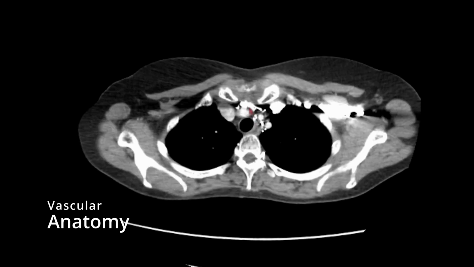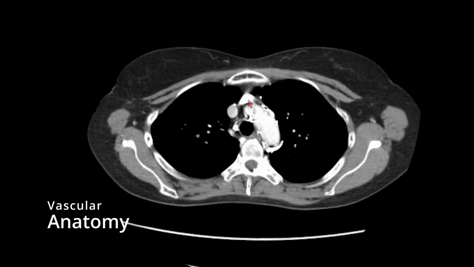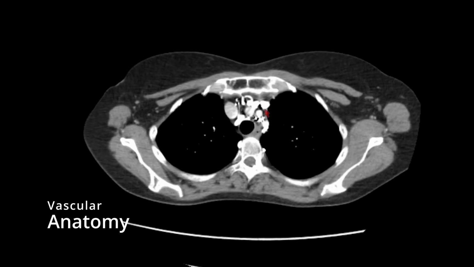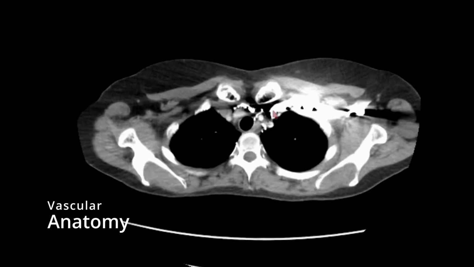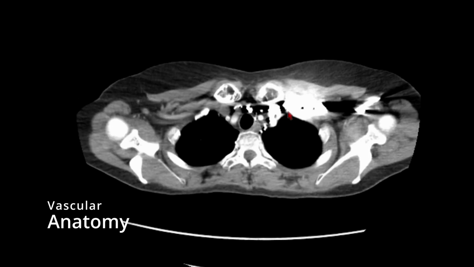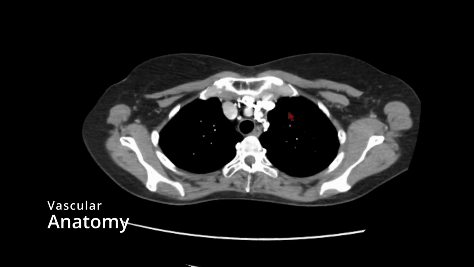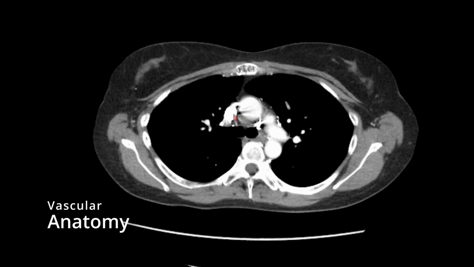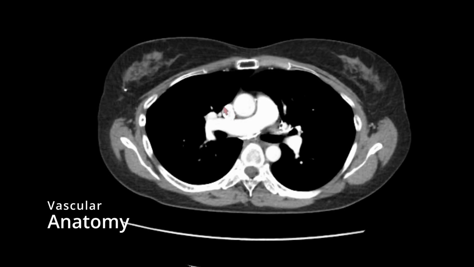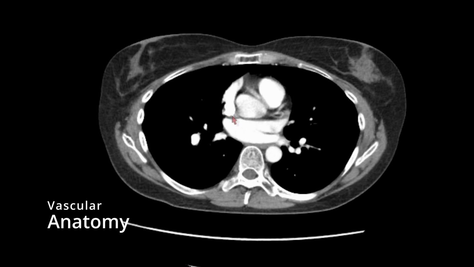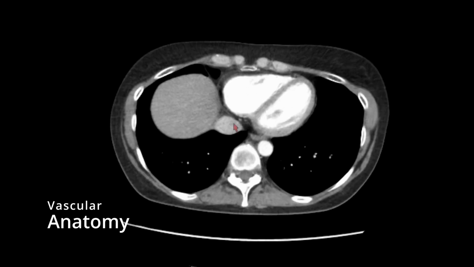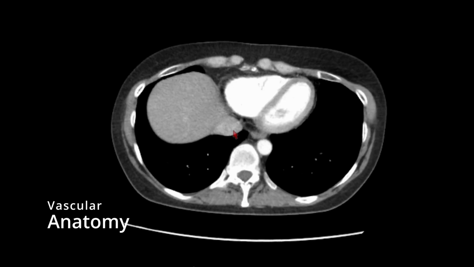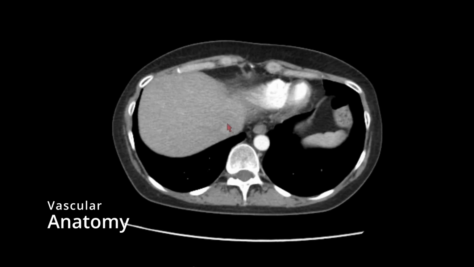The left brachiocephalic vein is longer in course right here. It is opacified with contrast on this particular exam, and the left brachiocephalic vein is formed by the fusion of the left subclavian vein and the left internal jugular vein, and these both veins combined form the superior vena cava, which drains into the right atrium. Inferiorly, the IVC, which is the largest vein in the body, drains into the inferior margin of the right atrium right here.